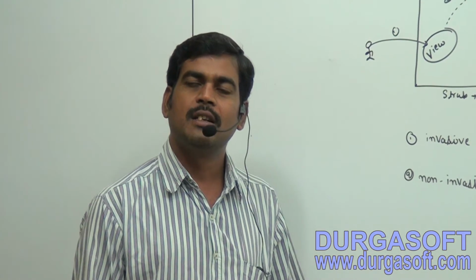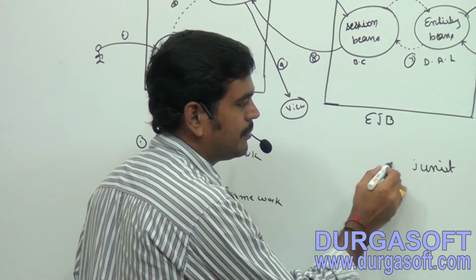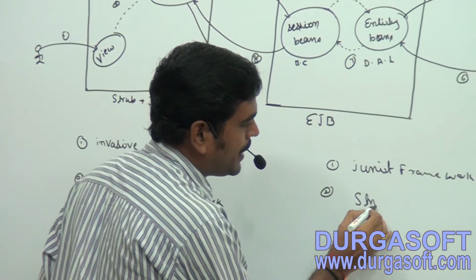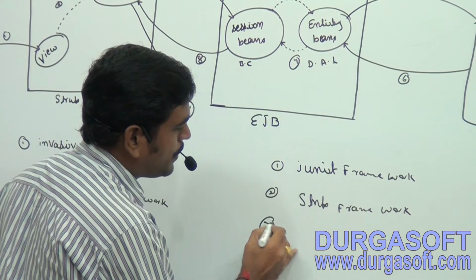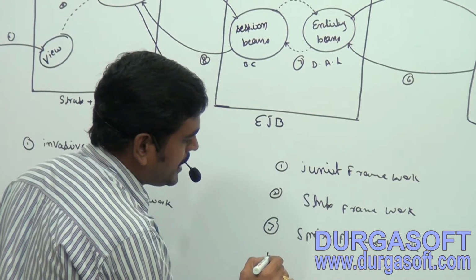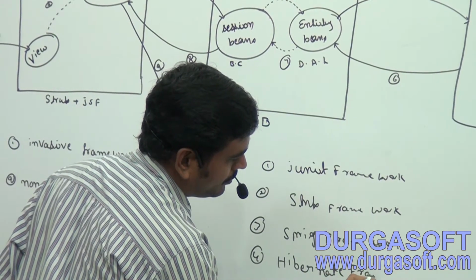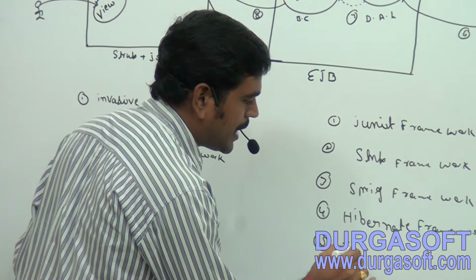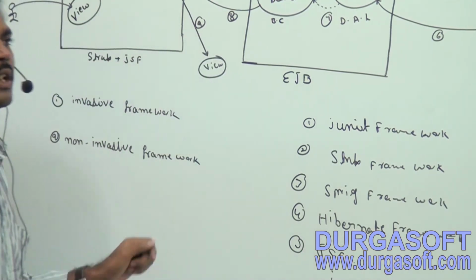For example, JUnit is one of the frameworks. Struts is one of the frameworks. The next, Spring is one of the frameworks. Hibernate is one of the frameworks. Like this, different frameworks are there. JSF is one of the frameworks. Like this, around 65 frameworks are there as part of Java.